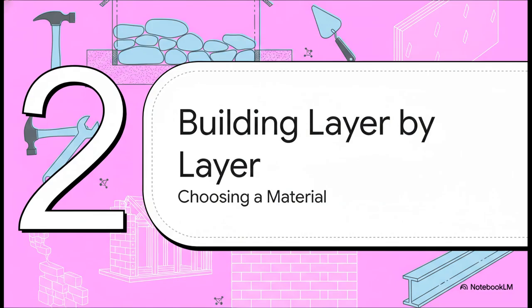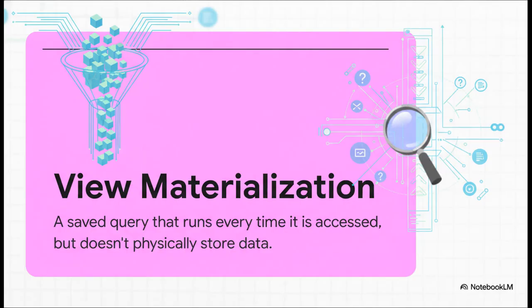And I want you to think about choosing the right materialization, kind of like choosing the right building material for a house. I mean, you wouldn't use drywall for the foundation, would you? Of course not. The same idea applies right here. First up is our staging layer. For this, we're going to use a view.